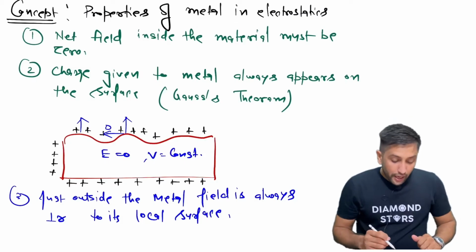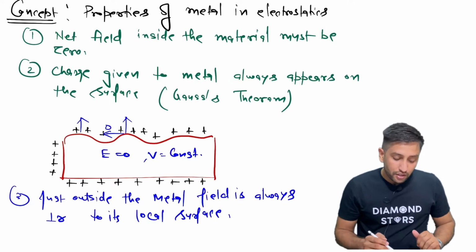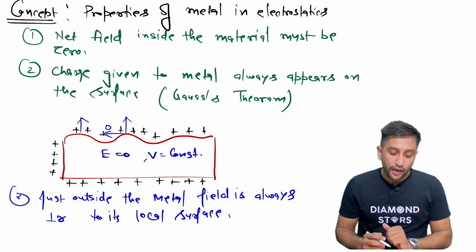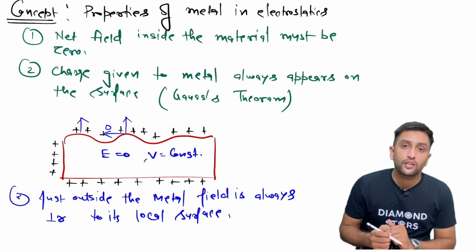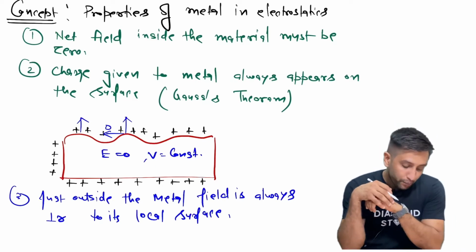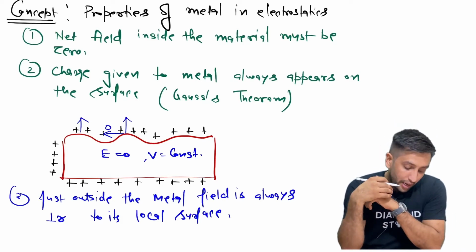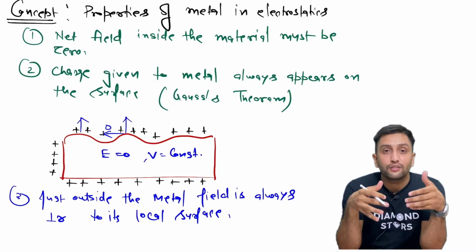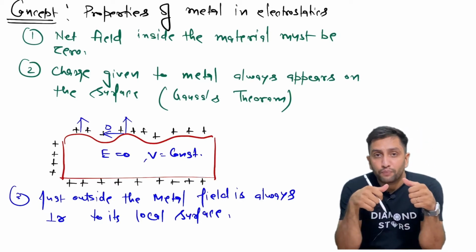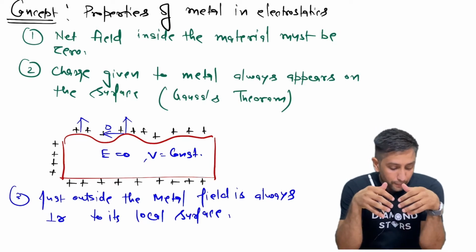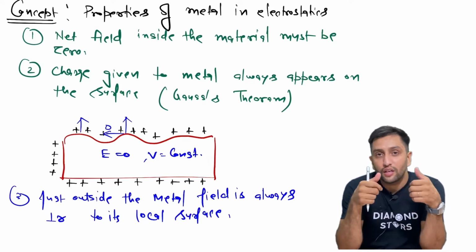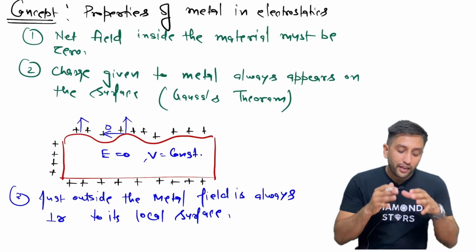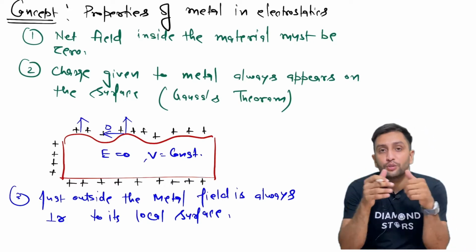Hello everyone. As in the last lecture, we left the discussion over the properties of metal in electrostatics, which we are taking here. So let me have the basic discussion over the metals in electrostatics. When you are dealing with electrostatics, the net field inside the material must be zero.